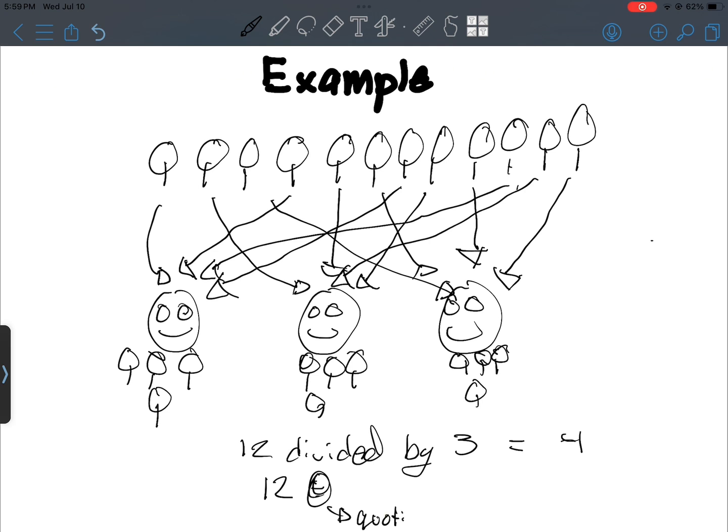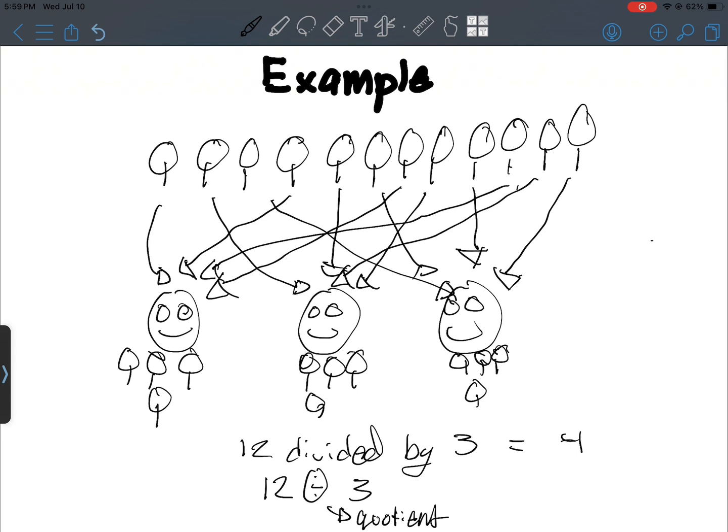Oh, shoot. You can't really see the division sign. Redo that. Okay, now it will be a bit clearer.